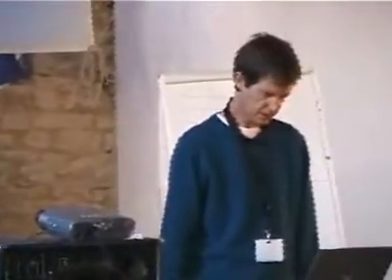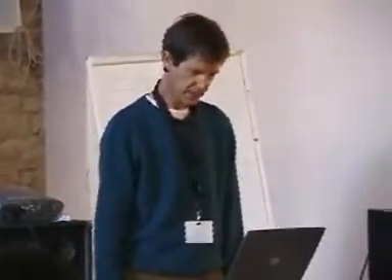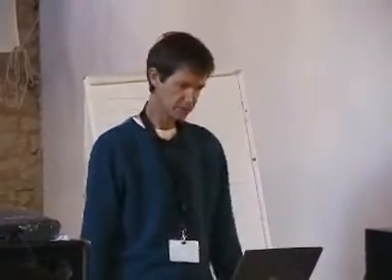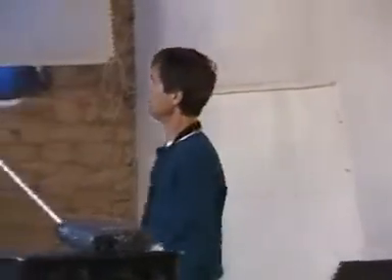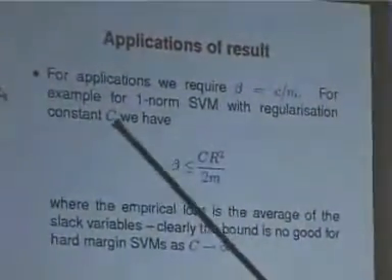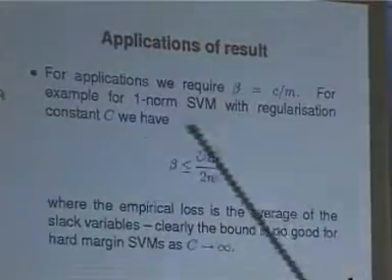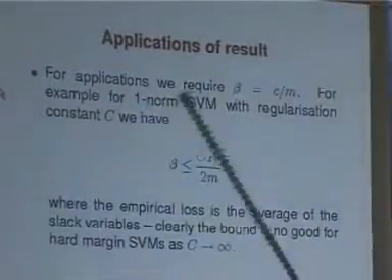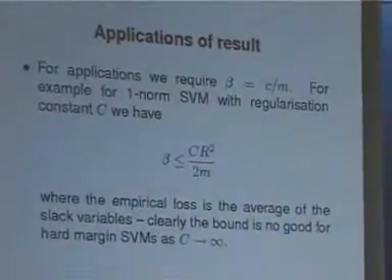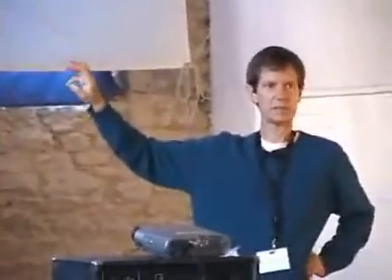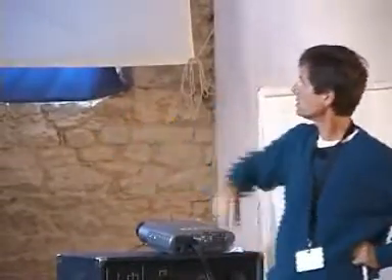So in the case of 1 norm SVMs, there is a bound of this type, which is an interesting fact. C is here the constant that controls the size of the sum of the psi squareds. You remember we had the objective function as the norm W squared plus C times the sum of the slack variables. That's that C.